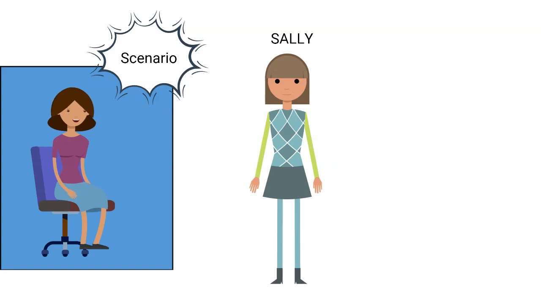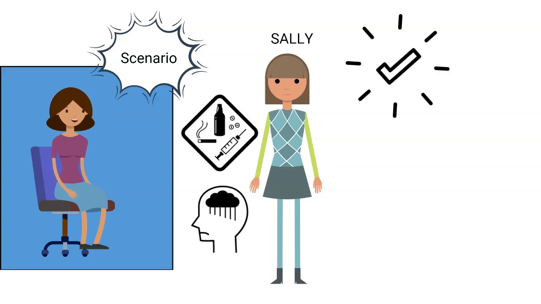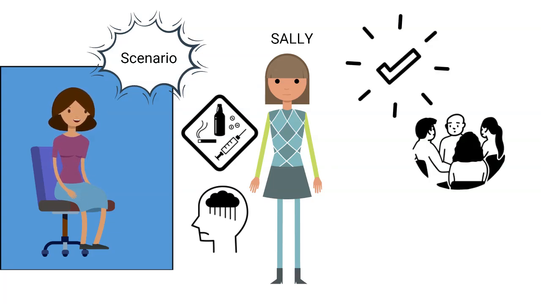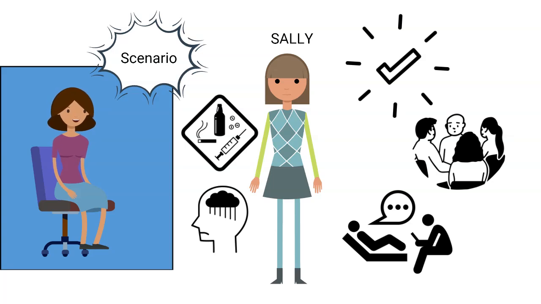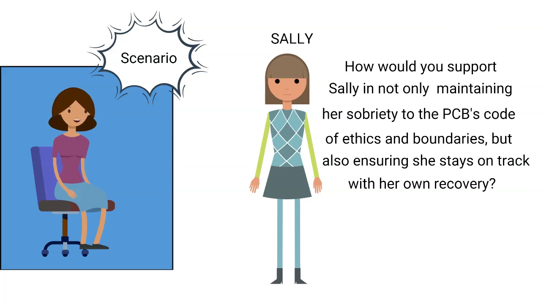You're supervising Sally, a peer supporter with a history of substance use who also struggles with depression. She is on top of her recovery, going to regular support group meetings and attending weekly therapy. Sally realizes that one of her participants, Michelle, has begun attending the same support group as her and now needs to find a new way to maintain her sobriety. How would you support Sally in not only maintaining her commitment to the BCB Code of Ethics, but also ensuring she is supported in her own recovery?